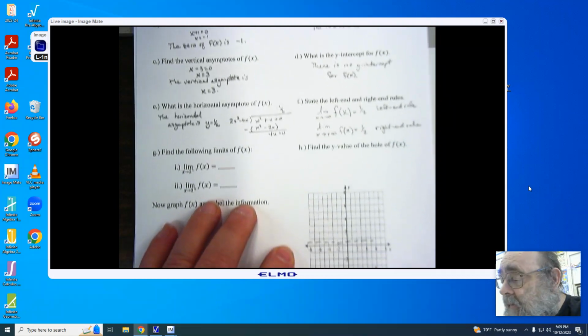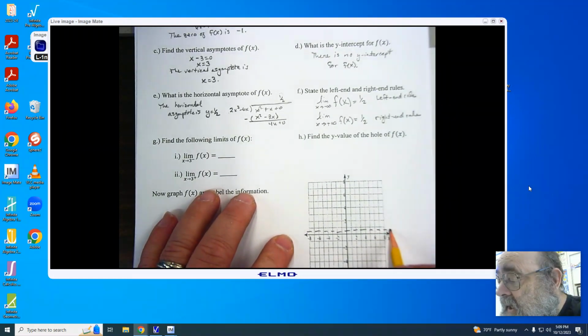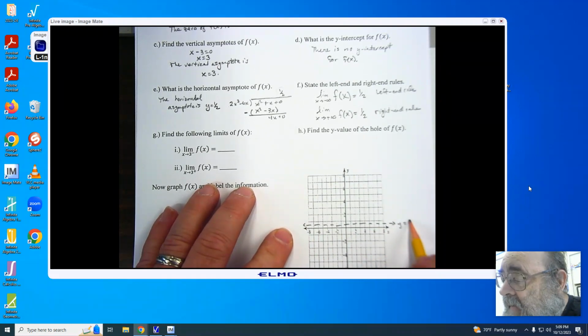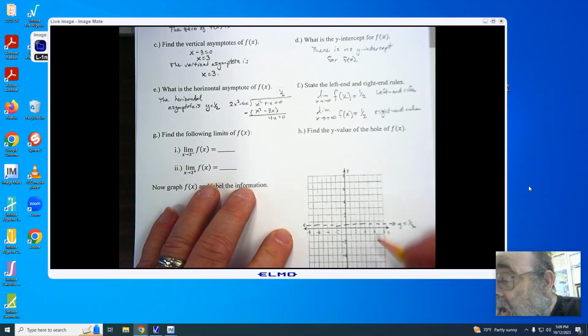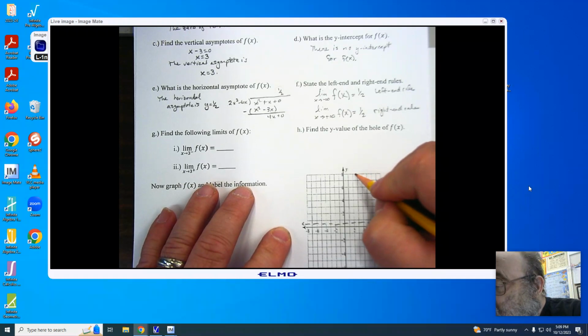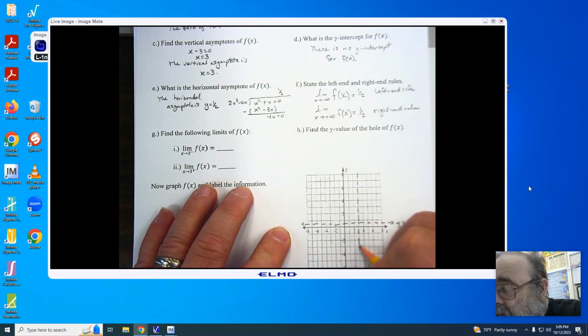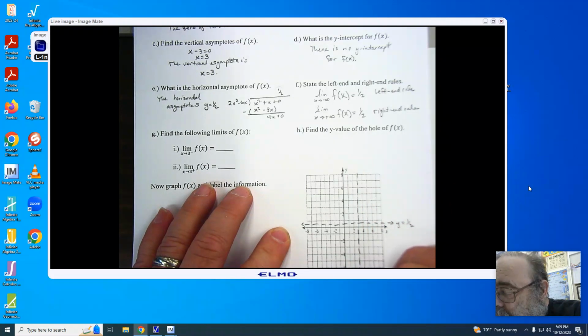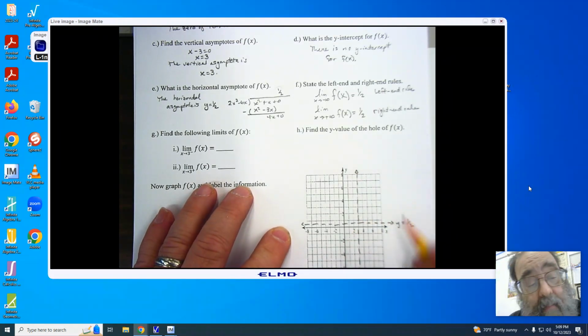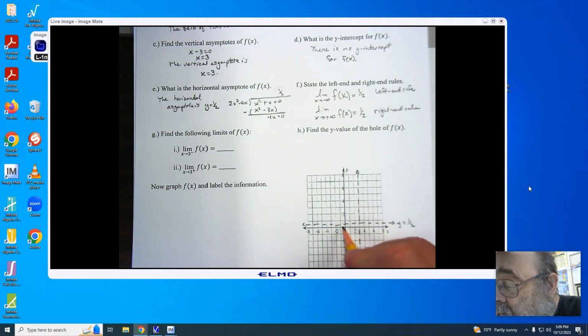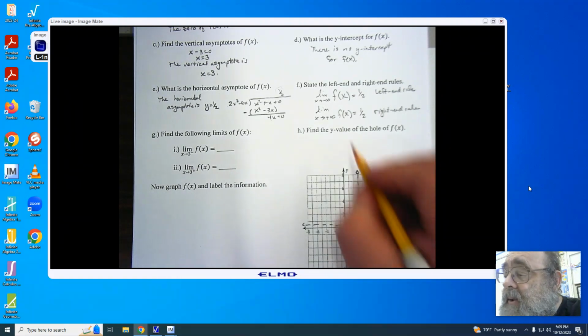I'm going to graph that right here. Let's make sure you can see that. There is the y equals 1/2. We have a vertical asymptote at 3. So we put 3 on the graph. Then I'm going to go ahead and place my -1, which is a zero.